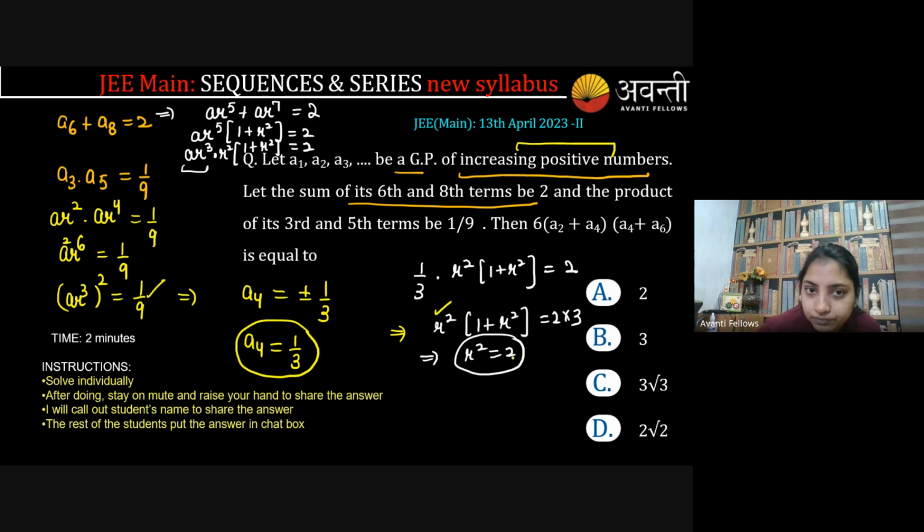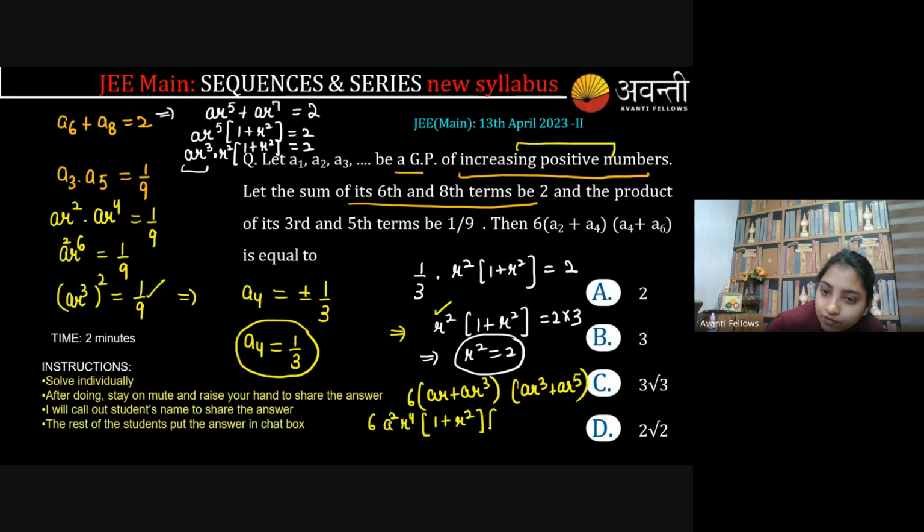Clear now? Okay, ma'am. As per the question requirement, I need to calculate A r raised to power 3 plus A r raised to power 5, right? To solve this part, what I can do, I can take A r and A r cube common. It means A square r raised to power 4 is common. I am left with 1 plus r square, again 1 plus r square. Right, everyone?